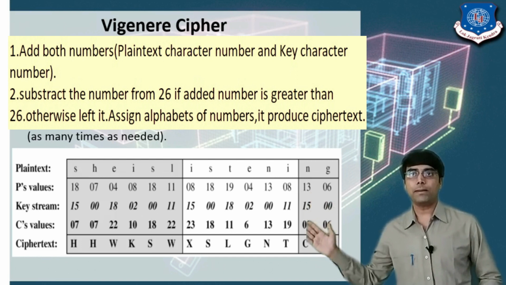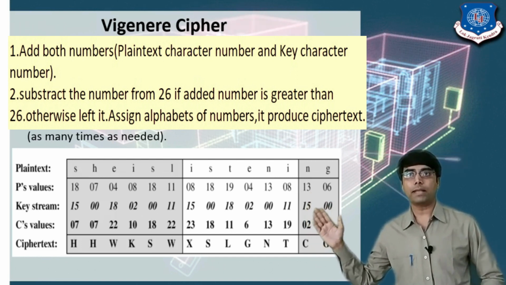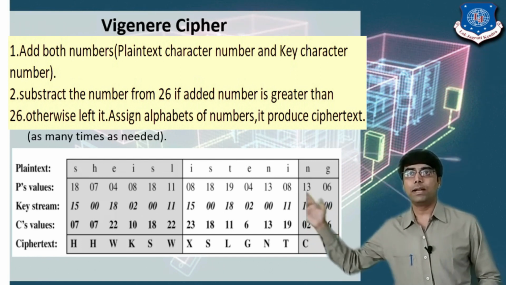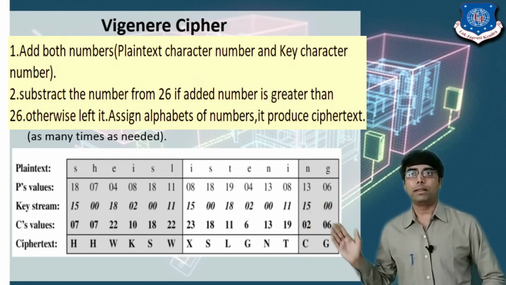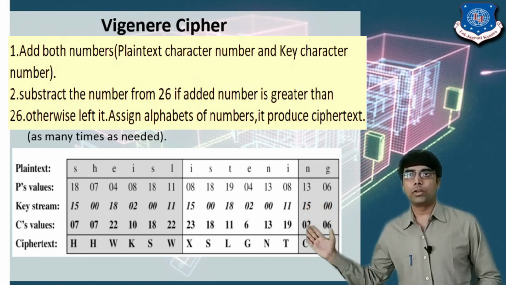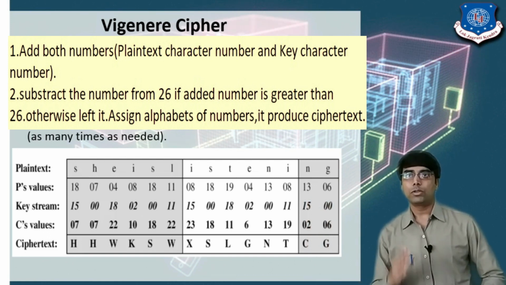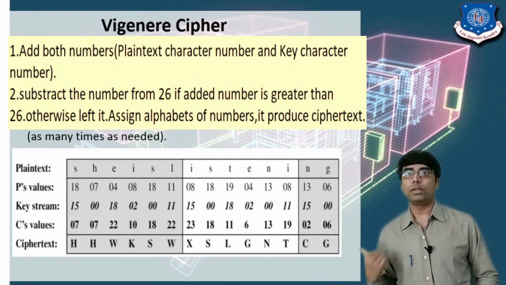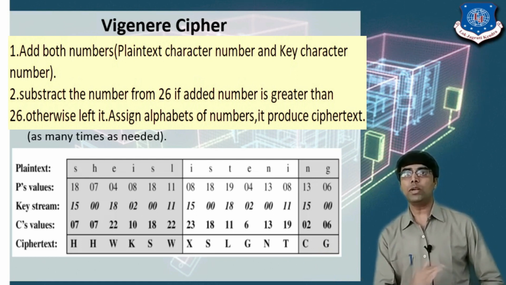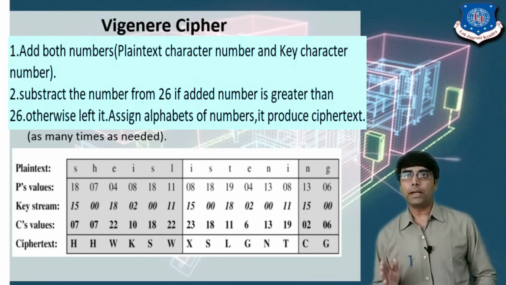Same for the second character of the plain text, H. Its numerical representation is 7, and the key is A, its numerical representation is 0. So 7 plus 0, you will get 7. Now we convert this 7 into H. So now you can see your plain text message is different, right?